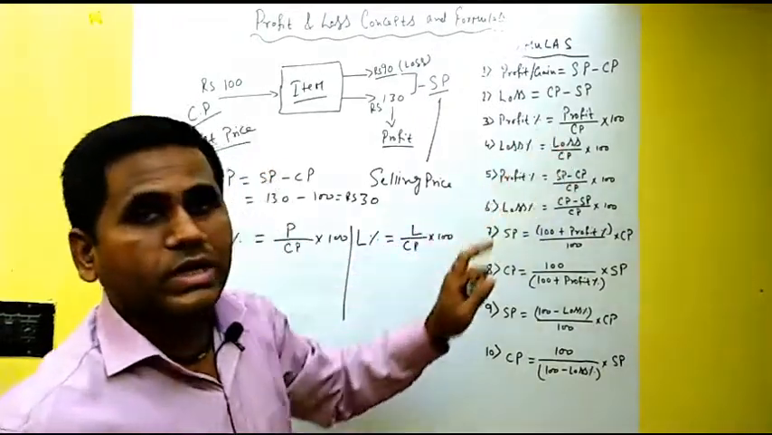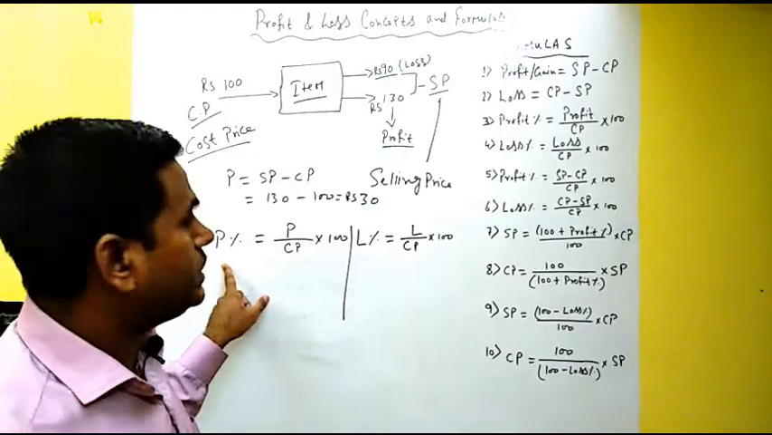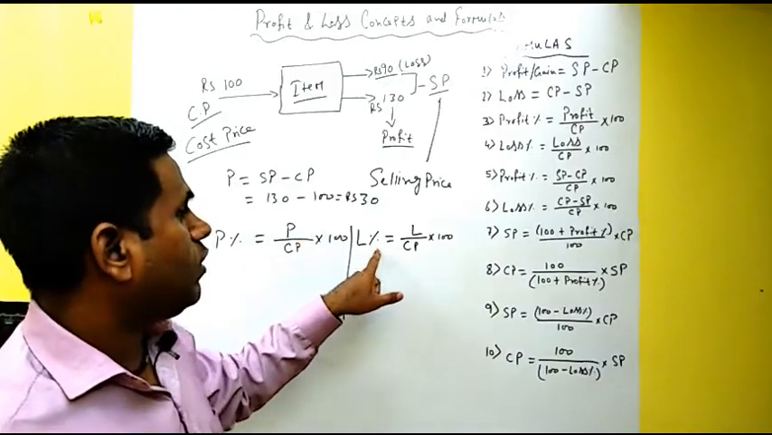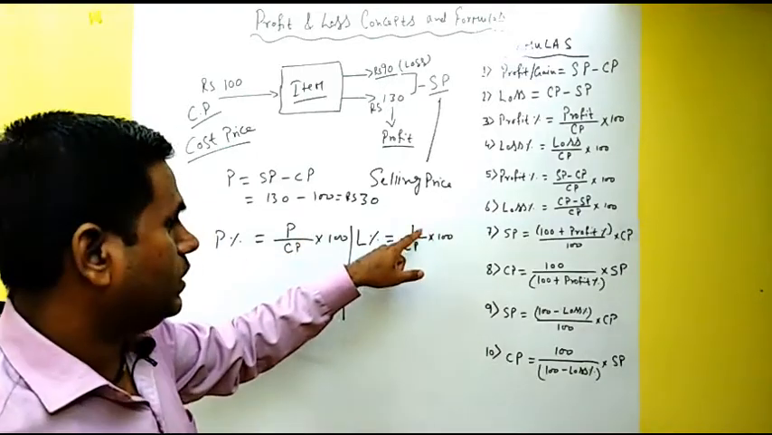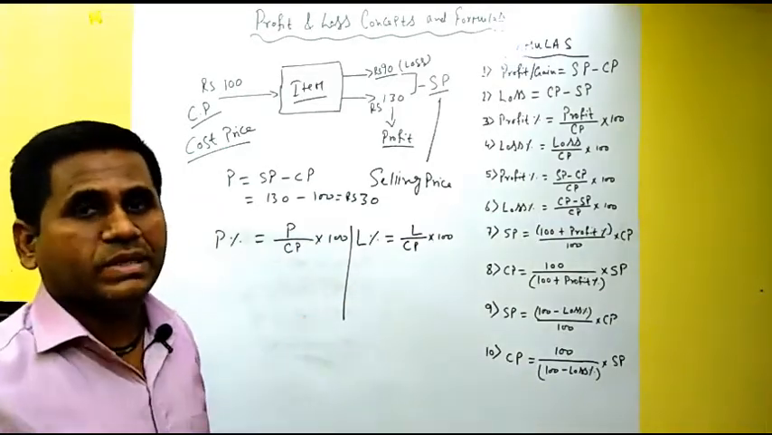You can see the only difference is the numerator will change, where in case of profit percentage we will write profit, and in case of loss percentage we will write loss over here. And why is it calculated on CP? Because cost price is the basis to calculate.